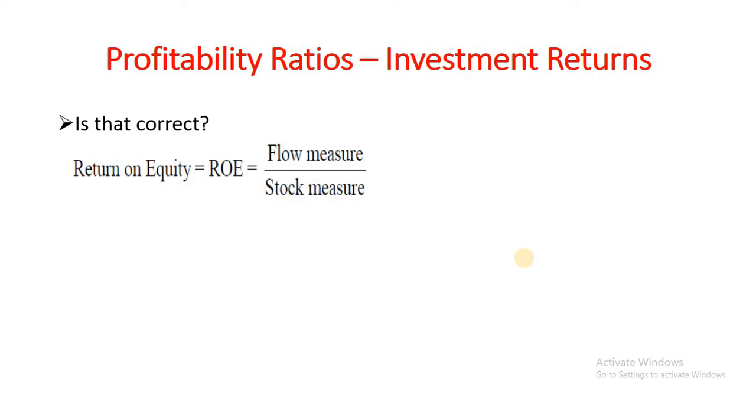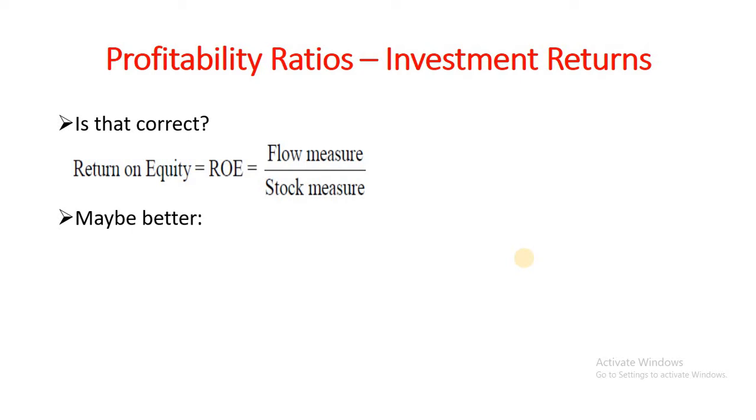Flow measure means the firm's income statement is prepared for a particular period, whereas the firm's balance sheet shows its outcome over its lifetime, because assets and equities are built up over the lifetime. So income statement items are flow measures and balance sheet items are stock measures. It is not a good thing to compare a flow measure with a stock measure, or simply an income statement item with a balance sheet item. It's not a good comparison.